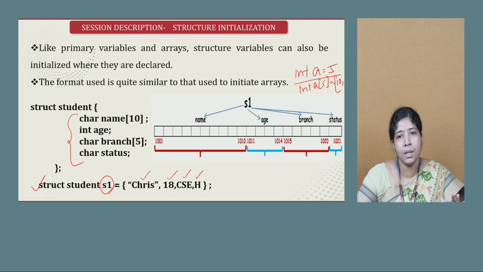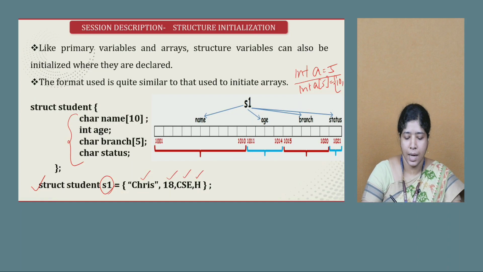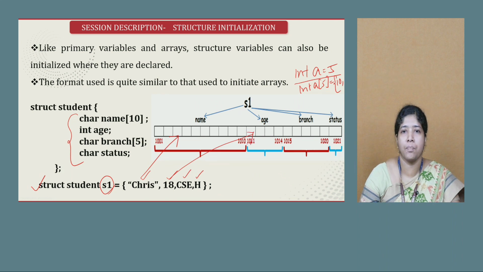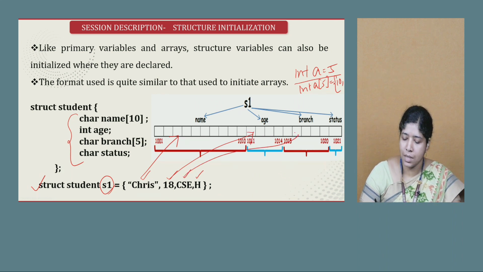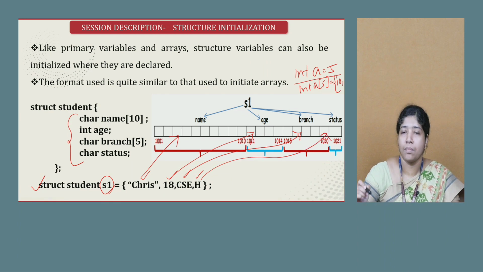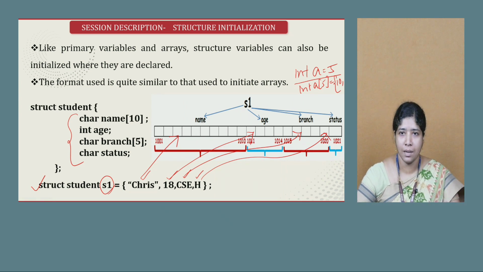Now, how will the memory location be? You know it. Directly Chris will be stored in the name here. Then age 18 is stored in here. Then branch, you can see it is stored in here. What about the status? It is stored in here. So you are familiar with the size and all, you know that. So storing will be done like that. So initialization can be done directly, or you can read from the user also. Okay, we'll see that also.